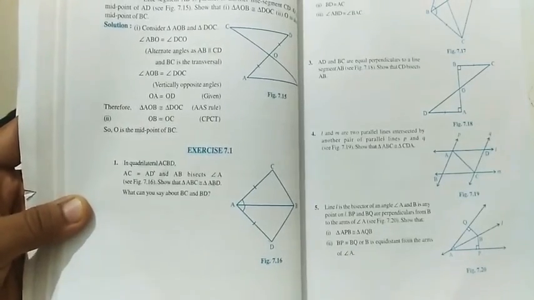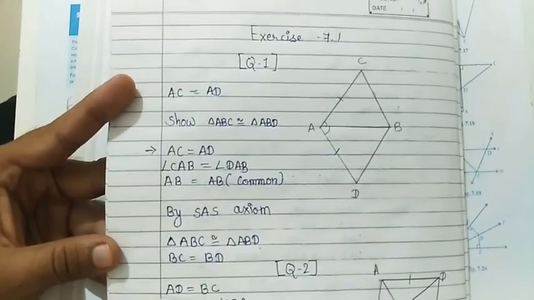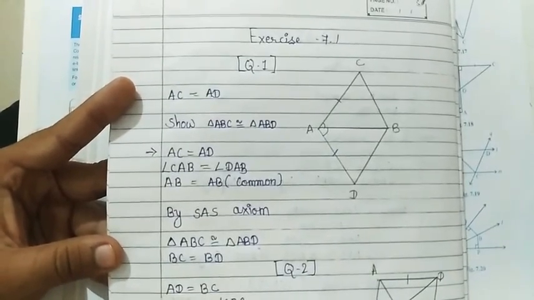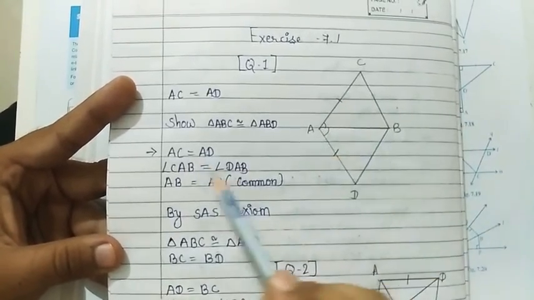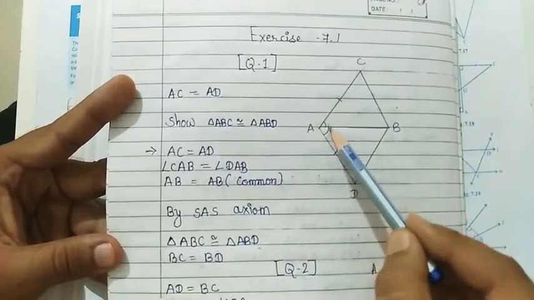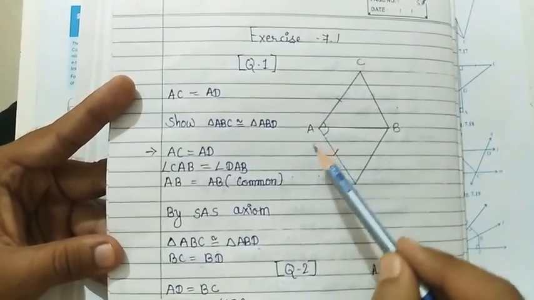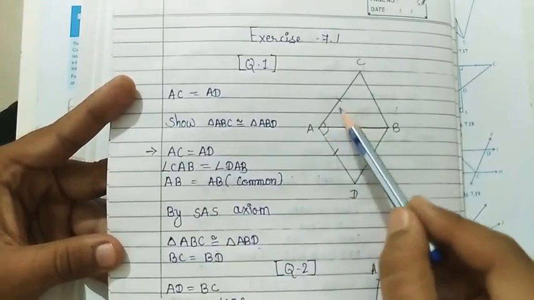Okay, so let me show how to solve this sum. Here I draw the figure. It is given AC is equal to AD, means these both sides are same. Now CAB is equal to DAB, means these two angles are same. That is already given in the question. And AB is equal to AB. AB is common in both triangles.